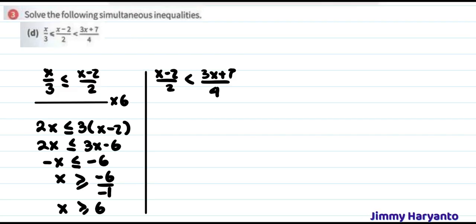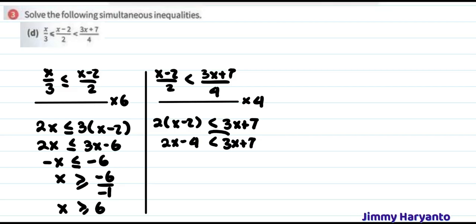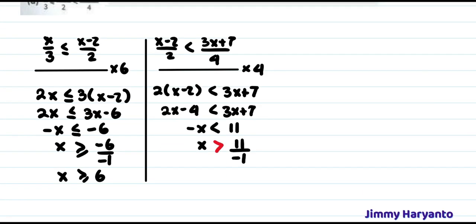And then next one is this one. For this one, I will multiply them all by 4. So 4 divided by 2 is 2. 2 times x minus 2. 4 divided by 4 equals to 1. So this one will not change. And then this one is 2x minus 4 less than 3x plus 7. I will move the x from the right hand side. You will have 2x minus 3x equals to negative x. 7 plus 4 equals to 11. And then x is 11 divided by negative 1. The sign have to be changed like this. So x is greater than negative 11.